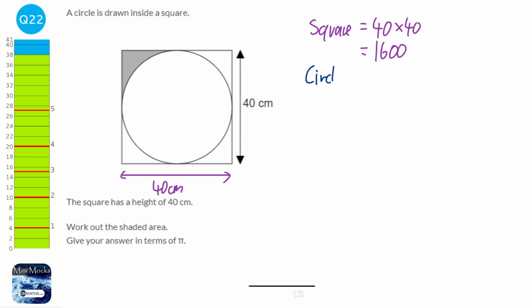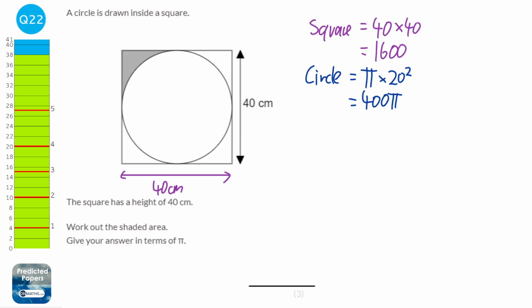So for the area of the circle, we're going to do pi times the radius, which is 20 squared, and 20 squared would be 400, so this will be 400 pi. This question's asking us to leave it in terms of pi, so we're going to do that.